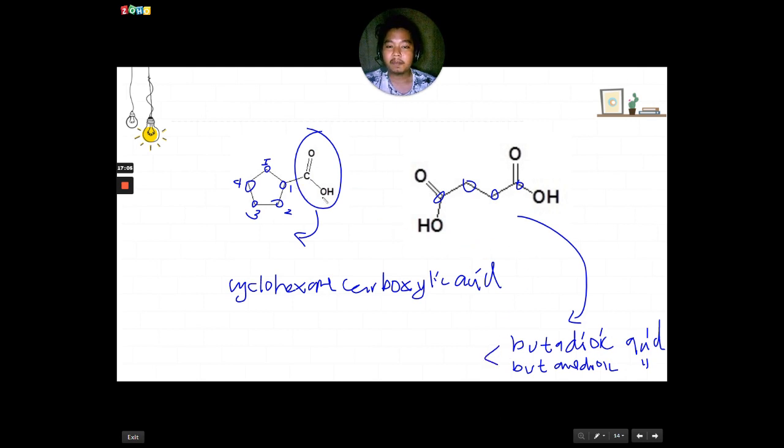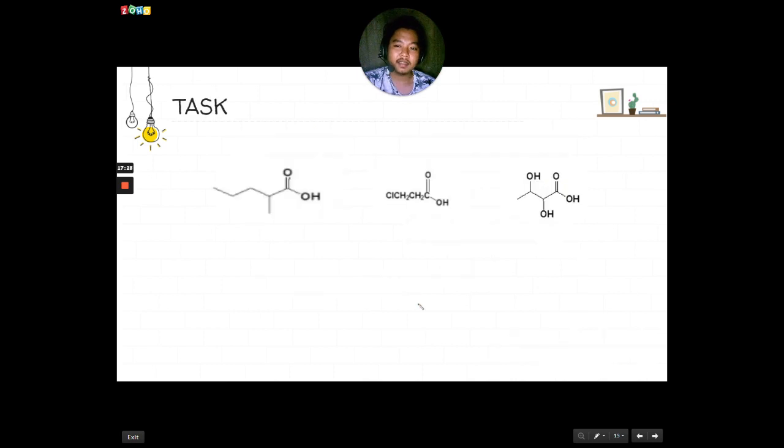So question, sir, should I place a number like 1 in cyclohexane, or here 1, 4? No, because these are on the terminal, so it's intended that the position is at the first and the last in case there's two. In case there's only one, it's assumed that it's on the first. Alright? So these are the few examples on how to name carboxylic acid. So again, very, very simple.